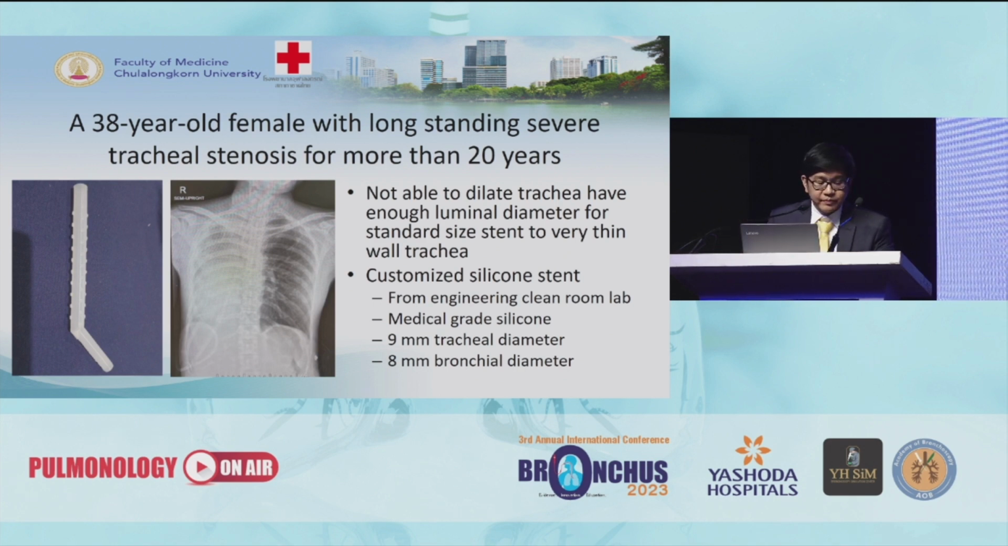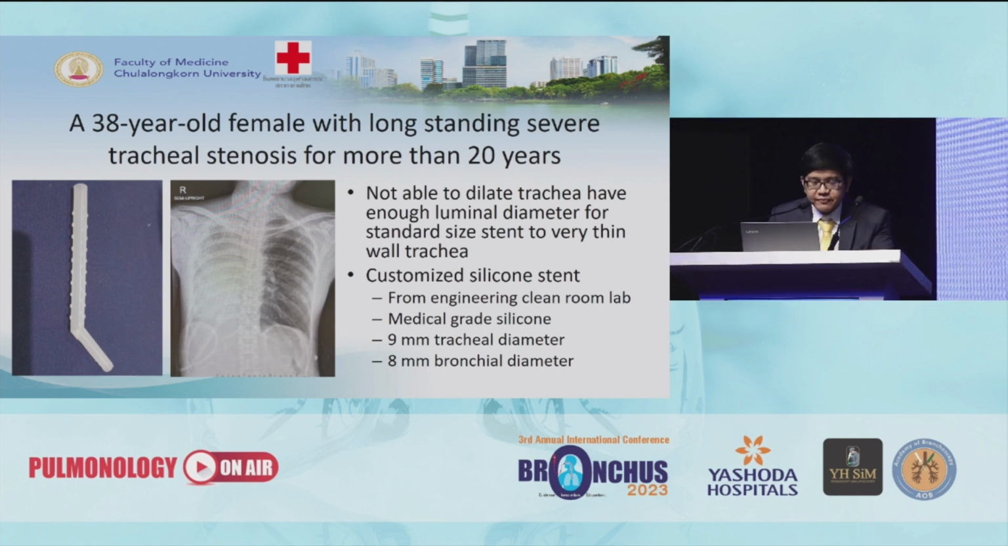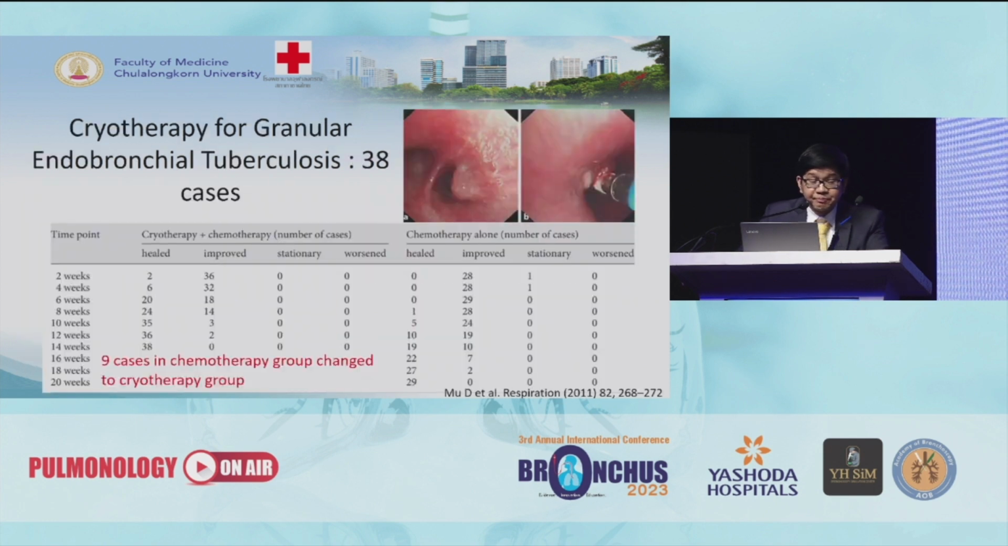So we stopped the dilation, and then she came back with re-stenosis, and we repeated the procedure again. Finally, we asked our engineering lab to make a silicone stent from medical grade silicone with a 9 millimeter tracheal diameter and 8 millimeter bronchial diameter. We cut it first and then put it in through the rigid bronchoscope. It's not the perfect stent, but it saved her life, and she still needs follow-up bronchoscopy for cleaning and abrasion of the granulation tissue.